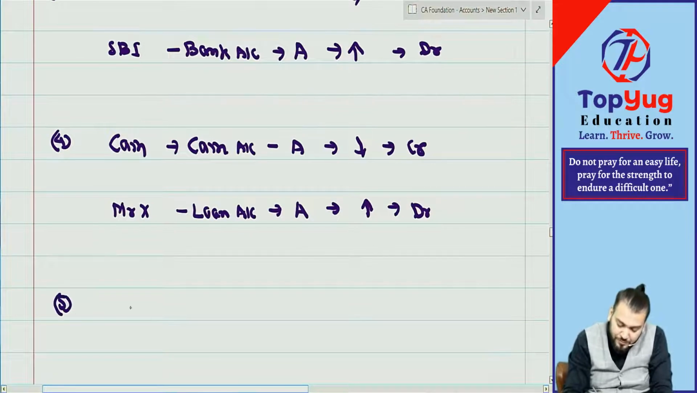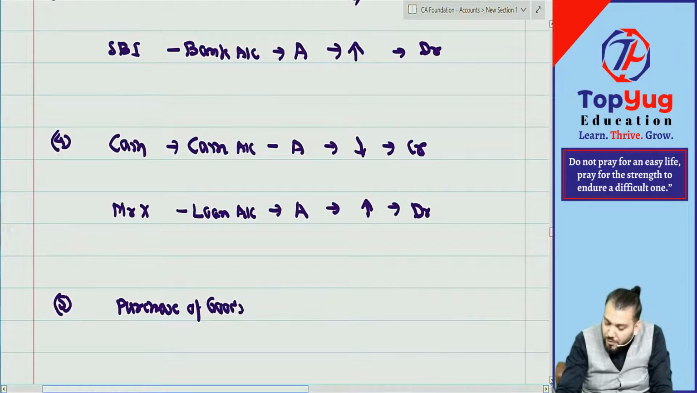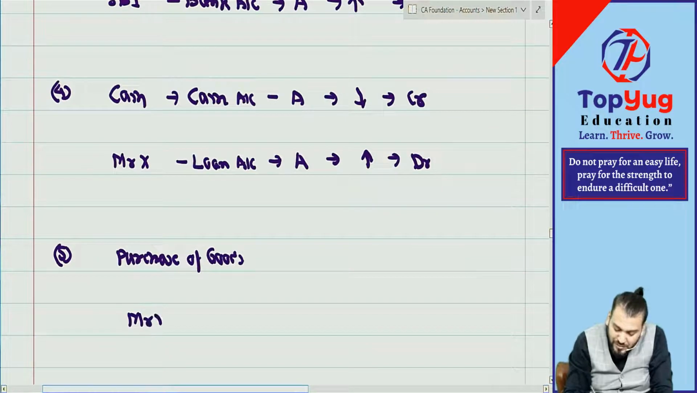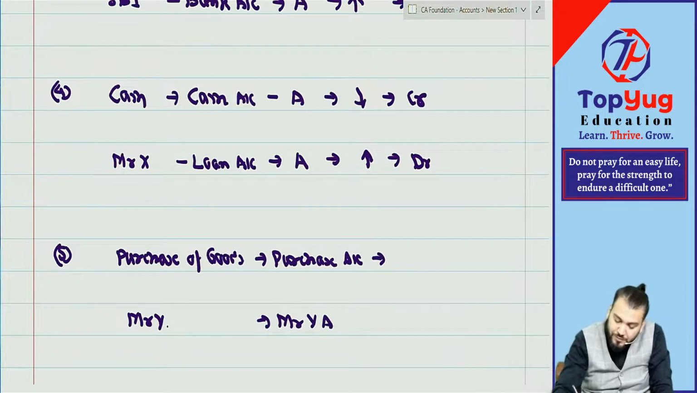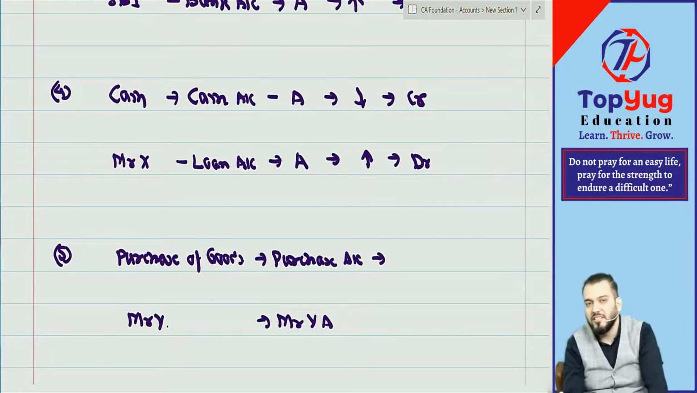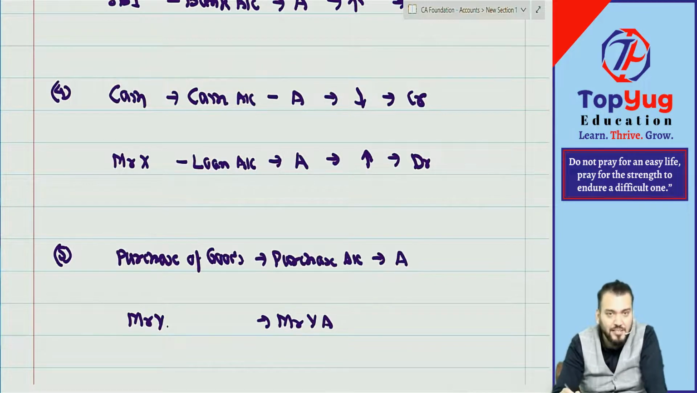One more I have given, na? What is the fifth one? So purchase of goods from Mr. Y. Once again think and say. So for this we'll open purchase account and Mr. Y account. Purchase account is what? It is a real account, na? So why are you saying expense? Asset. Purchase account is an asset. Not expense.